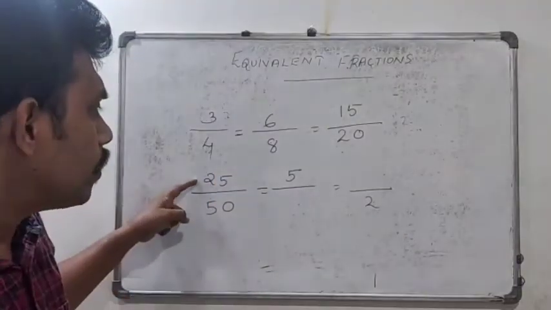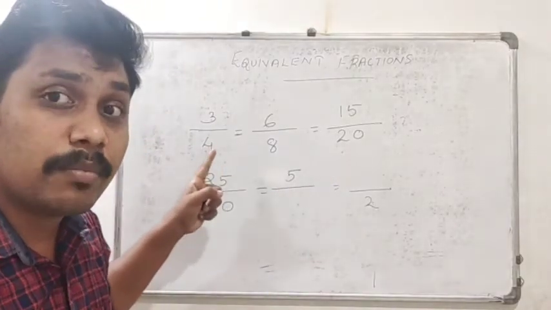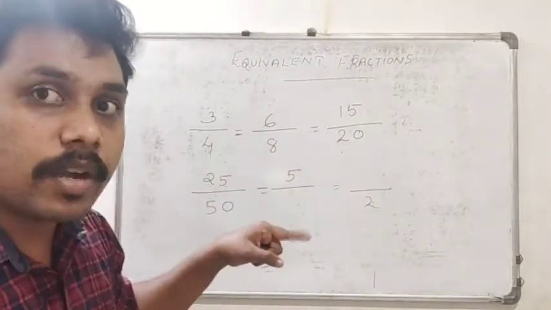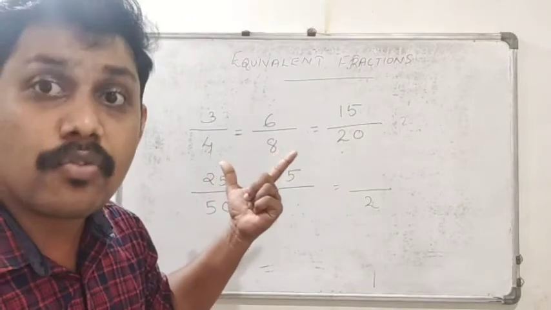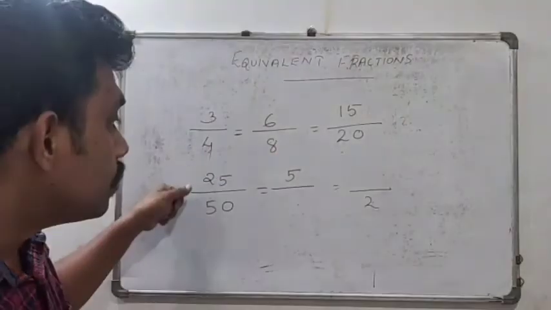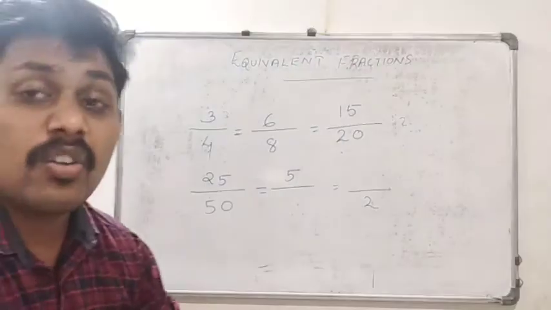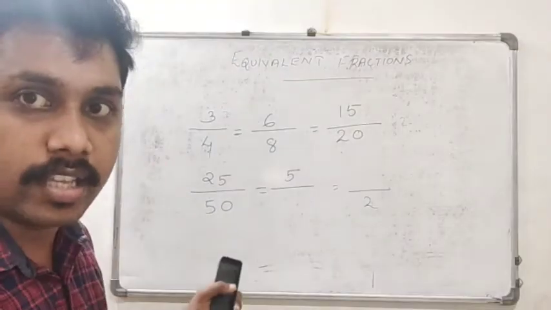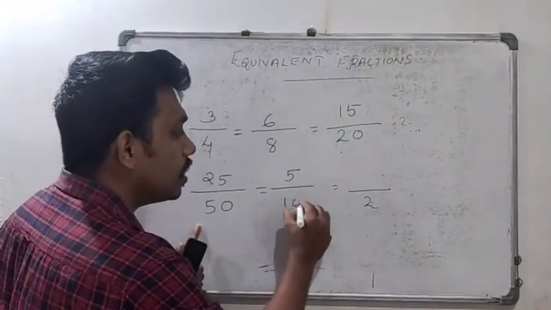Just look here. 25 becomes 5. Which number do we use to divide 25 to get 5? It is very simple: 5. 25 divided by 5 is 5. So we need to divide the denominator by 5 also. 50 divided by 5, we get the answer 10.